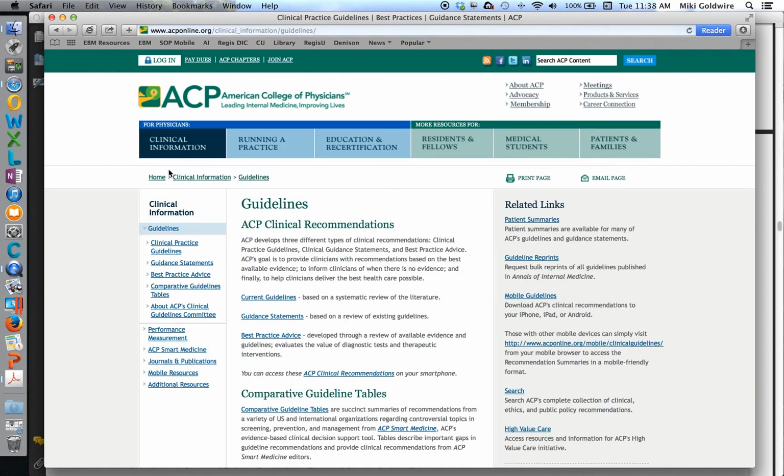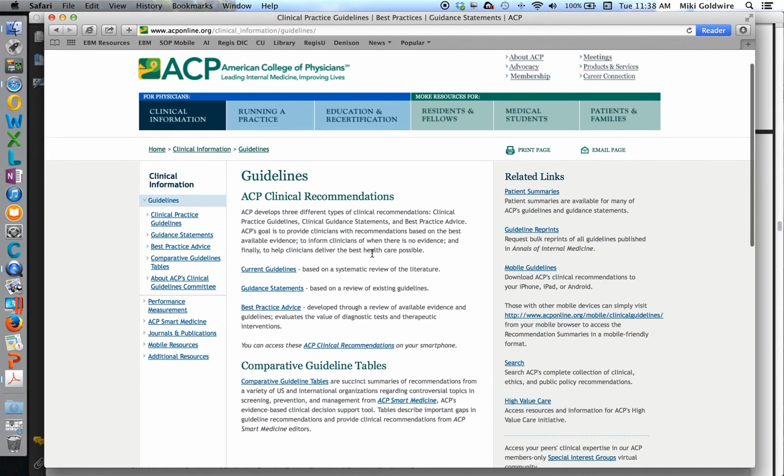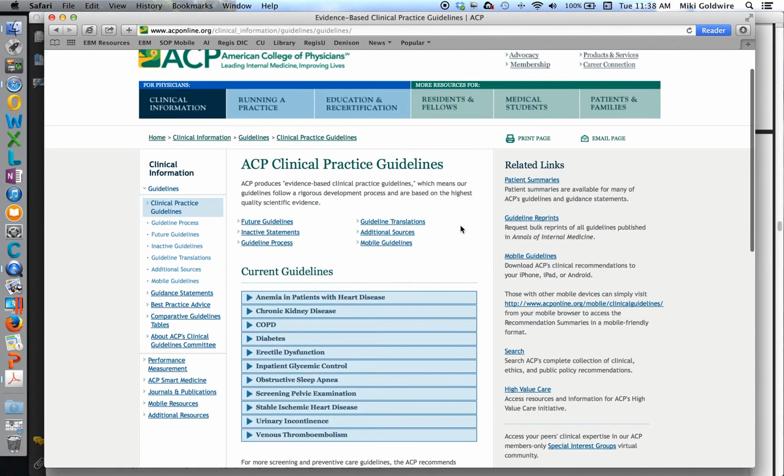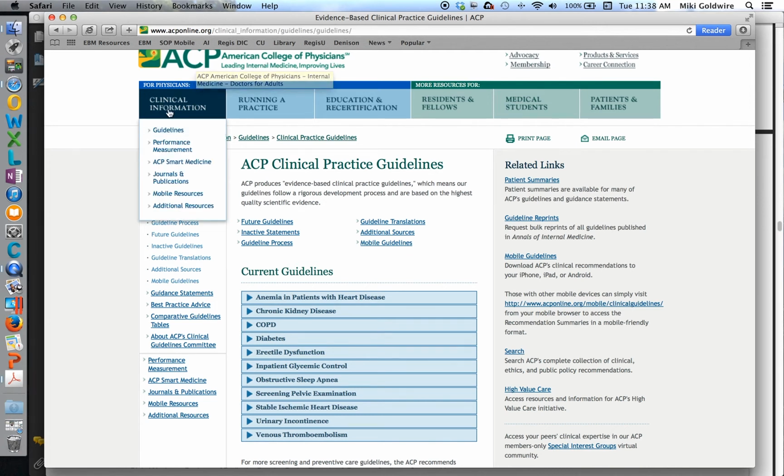So when I click on guidelines, I'm taken to current guidelines, guideline statements, or best practice advice. If I click on current guidelines, I am taken to a listing of clinical practice guidelines put forth by the American College of Physicians. So again, you can do this with most medical societies. Most have a website, and most of them do have a tab for guidelines.